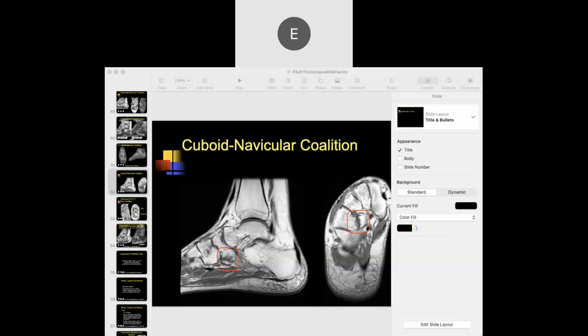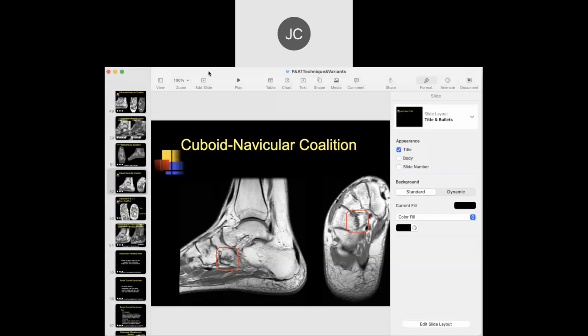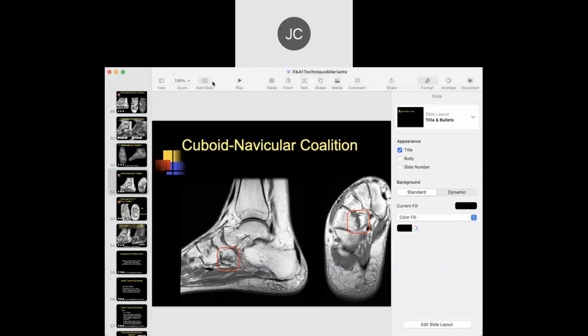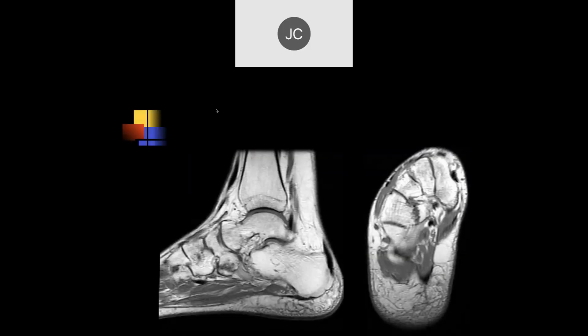Okay, so we'll continue where we left off before. Elior, why don't you take this case?